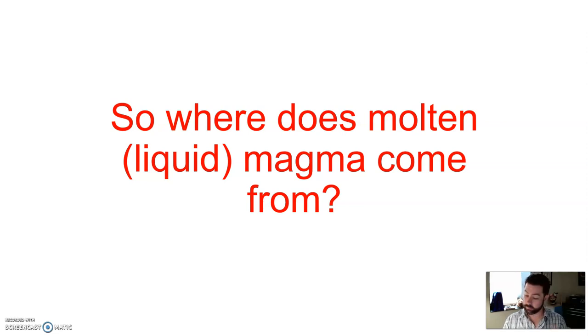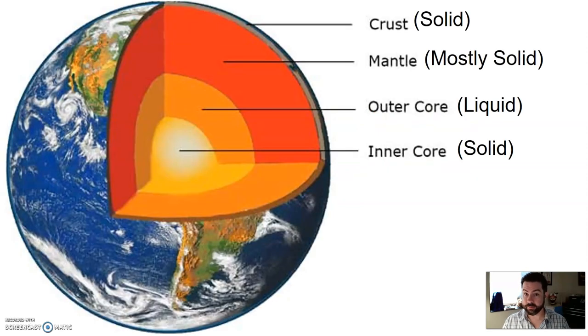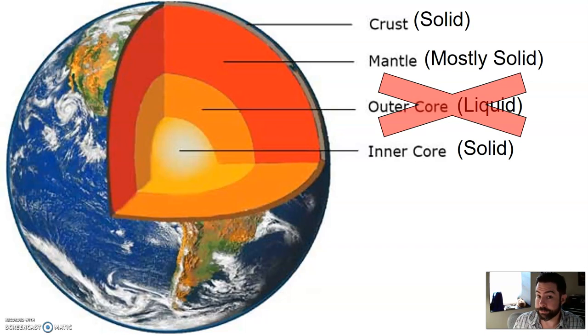So magma, lava, is a liquid. Where might this liquid come from? This liquid hot rock, where would it come from? Trick question. It's not the outer core. Not even close. Where the magma does come from is somewhere between the crust and the mantle, way up here. So the outer core liquid, that's way too far away.